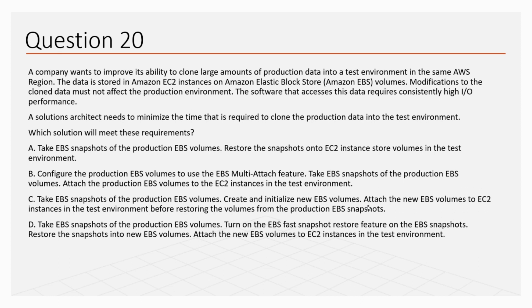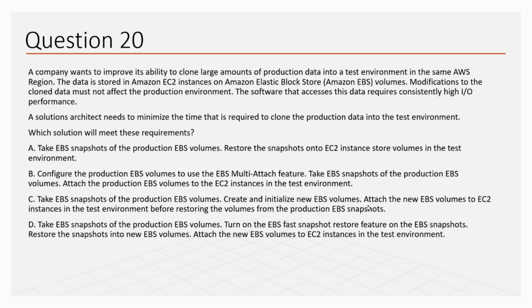The options are: A. Take EBS snapshots of the production EBS volumes, restore the snapshots onto the EC2 instance store volumes in the test environment. Option B. Configure the production EBS volumes to use the EBS multi-attach feature. Take EBS snapshots of the production EBS volumes. Attach the production EBS volumes to the EC2 instances in the test environment. Option C. Take EBS snapshots of the production EBS volumes. Create and initialize new EBS volumes. Attach the new EBS volumes to EC2 instances in the test environment before restoring the volumes from the production EBS snapshots.